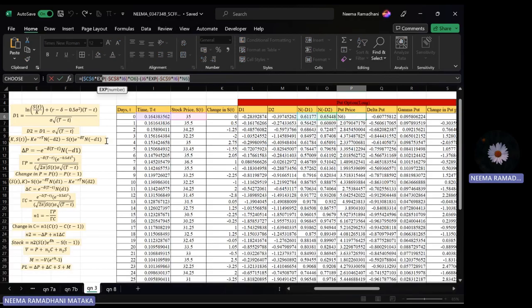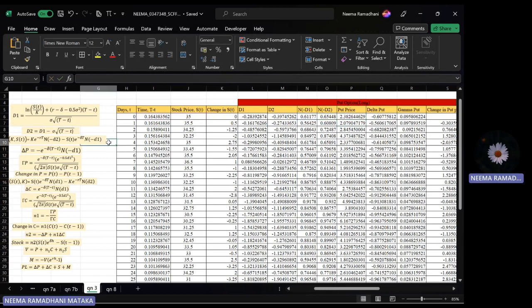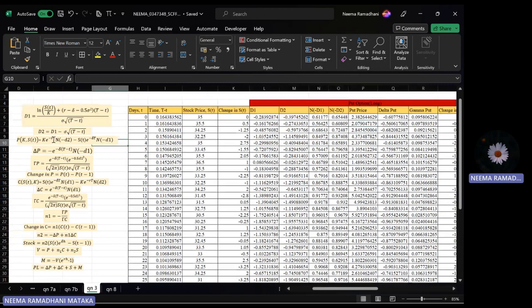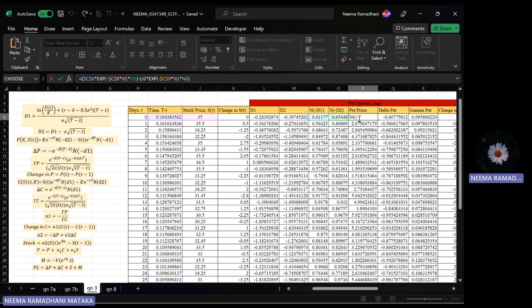Put price. To calculate the put price, I have to use this formula here, which is K e^(-rT) N(-d2) minus S_t e^(-δ(T-t)) N(-d1). That's how I calculated my put prices. I just did it for one cell and then dragged down for all the other cells.